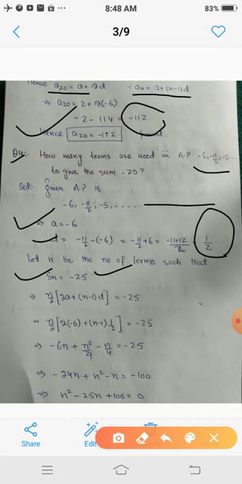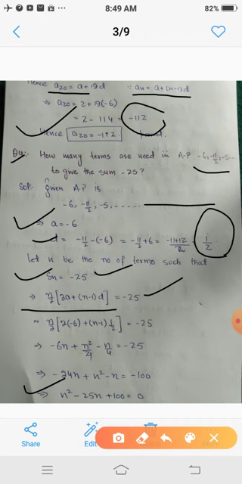In terms of A and D, the sum of the first n terms is given by n/2 times (2A plus n minus 1 times D), which equals minus 25. Substituting A equals minus 6 and D equals 1/2, we get n square minus 25n plus 100 equals 0. So this is a quadratic in n, where n is a natural number. This means that we have to solve this quadratic equation.